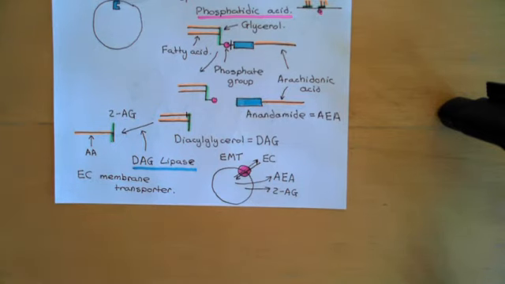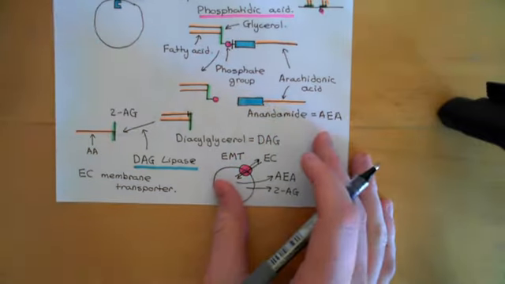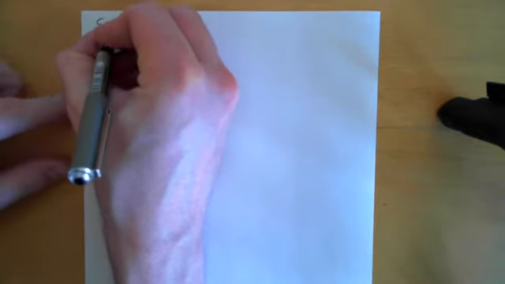What we now want to move on to is discussing, now that you've released them into the extracellular fluid, what are they actually going to do? Well, they have receptors basically, the cannabinoid receptors. So let me just get another piece of paper and then I'll discuss these. So let's now discuss the cannabinoid receptors.